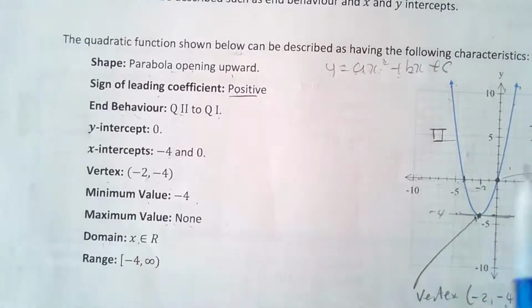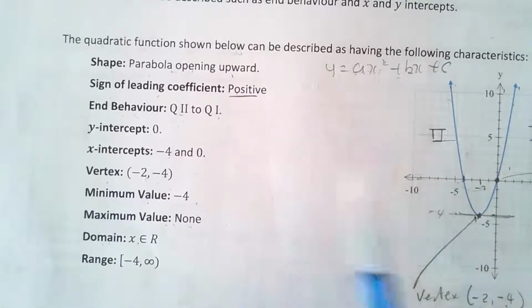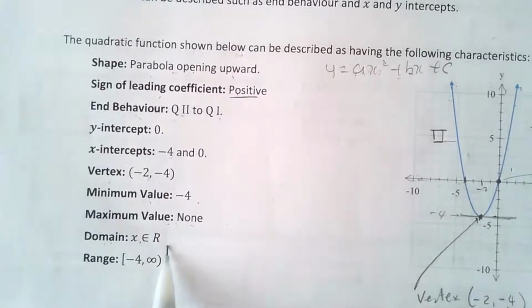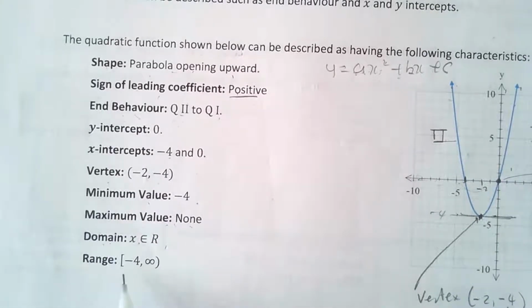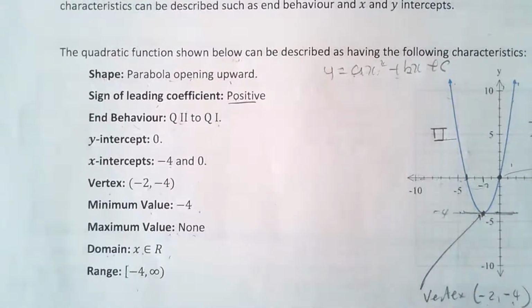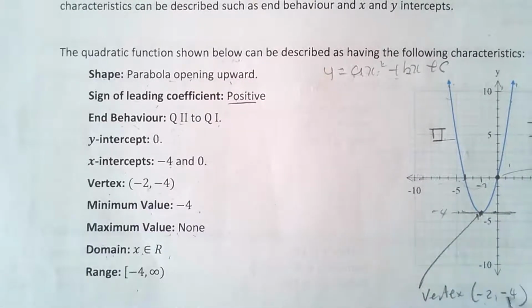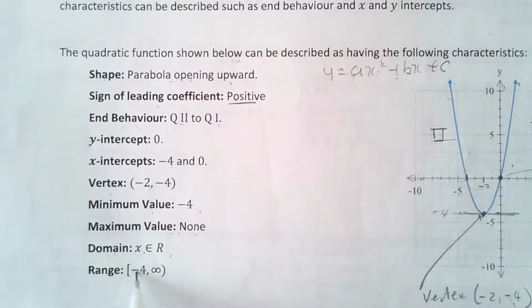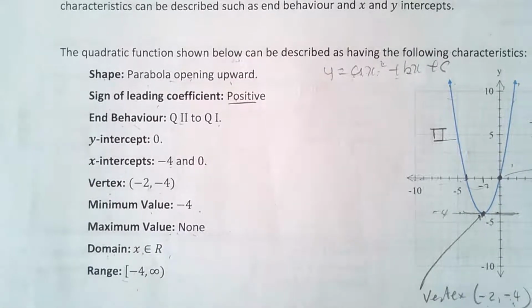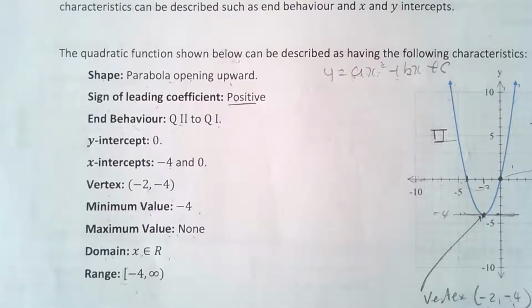The domain, there's no restriction. This graph goes to negative infinity and to positive infinity. So we said x is the set of real numbers. There's a restricted range. The graph doesn't go below y = -4. So we say that the graph is from -4, and we put a square bracket here, to infinity. So that's just when we're given a graph.